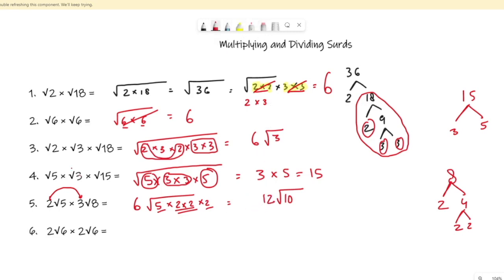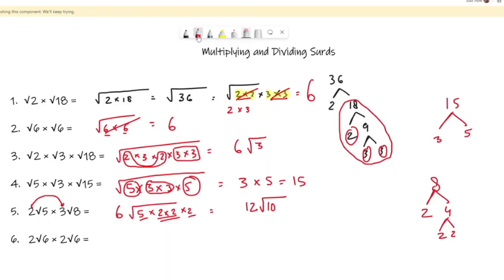And then the last one. Let's see the last one. 2 multiplied by 2 will give you 4. And inside the root you have 6 times 6, which is a group of 6, so a 6 will come out. So 4 will have a 6, and there is nothing left inside the root, so there is no more root. So 4 times 6 is 24. Okay, let's move on to some other questions.